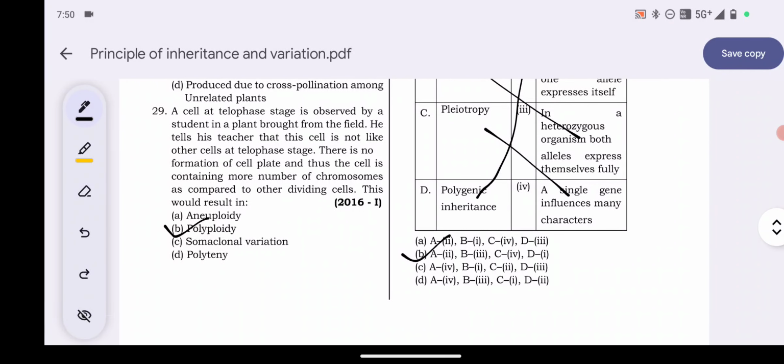Explanation. Dominance, in a heterozygous organism, only one allele expresses itself. Codominance, it is an inheritance in which heterozygous offspring show an intermediate character between two parental characteristics. Pleiotropy, it is a single gene producing more than one effect. Example, starch synthesis in pea seed, sickle cell anemia. And fourth, polygenic inheritance, many genes affect one phenotype. So option number B will be your answer.